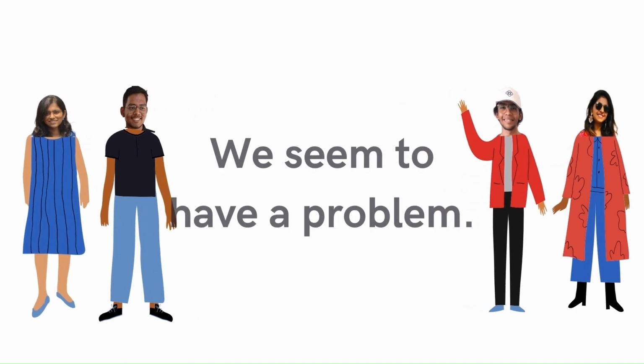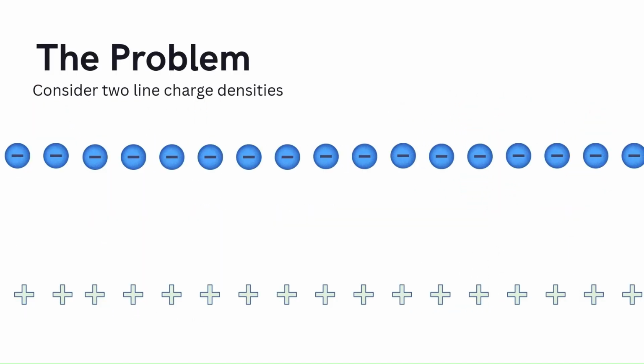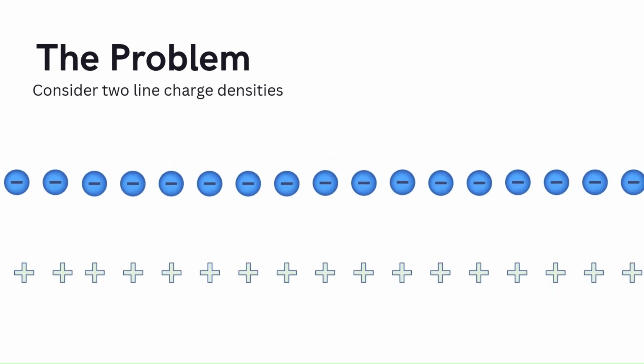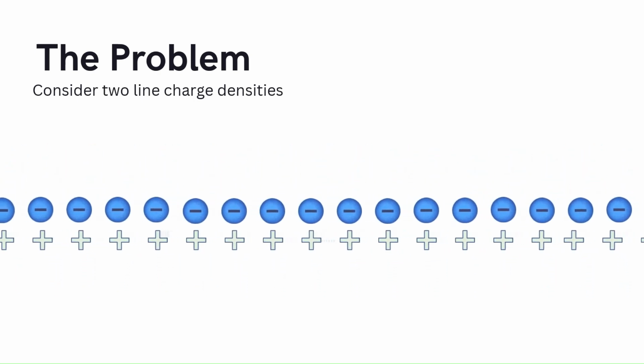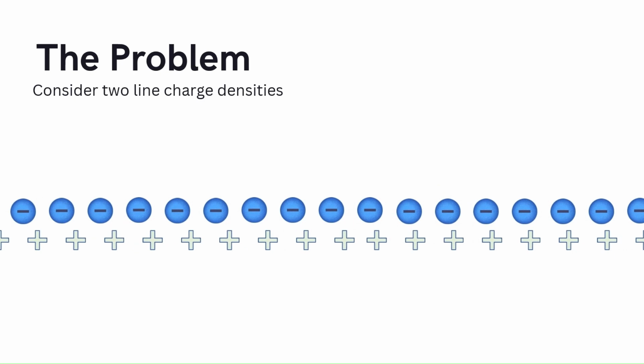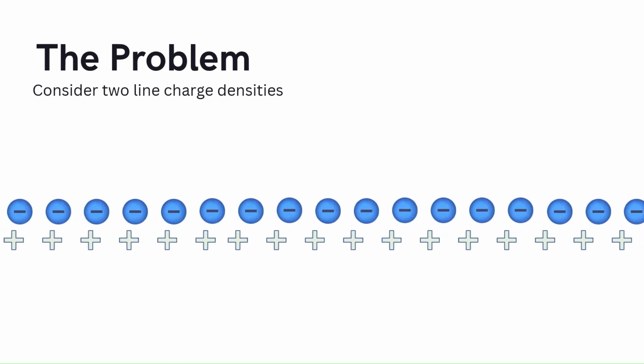And we seem to have a problem. Consider two line charge densities superimposed on each other. The negative charge moves to the right, whereas the positive one moves to the left. And Wajahat is a really positive person.